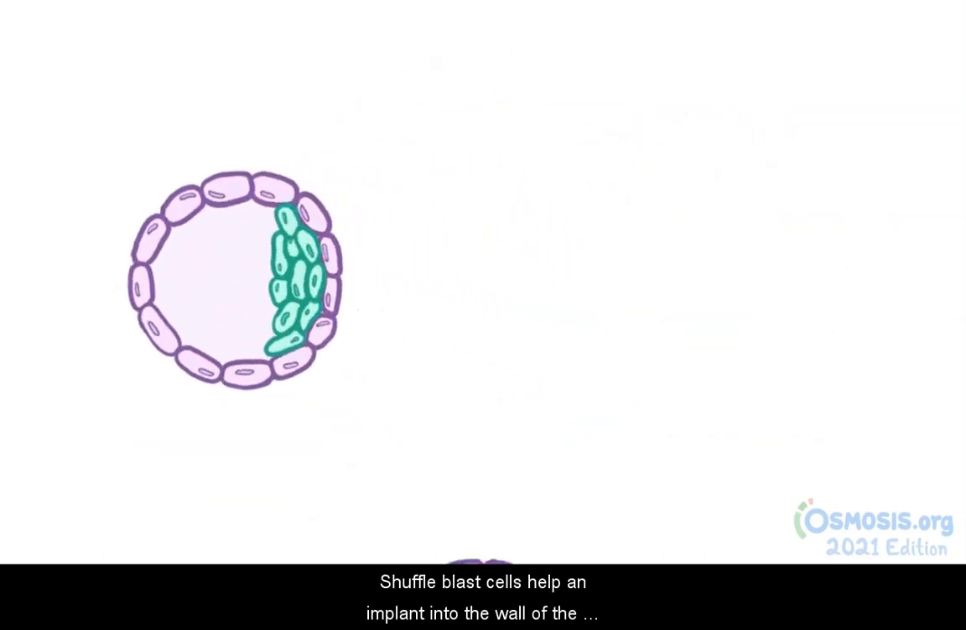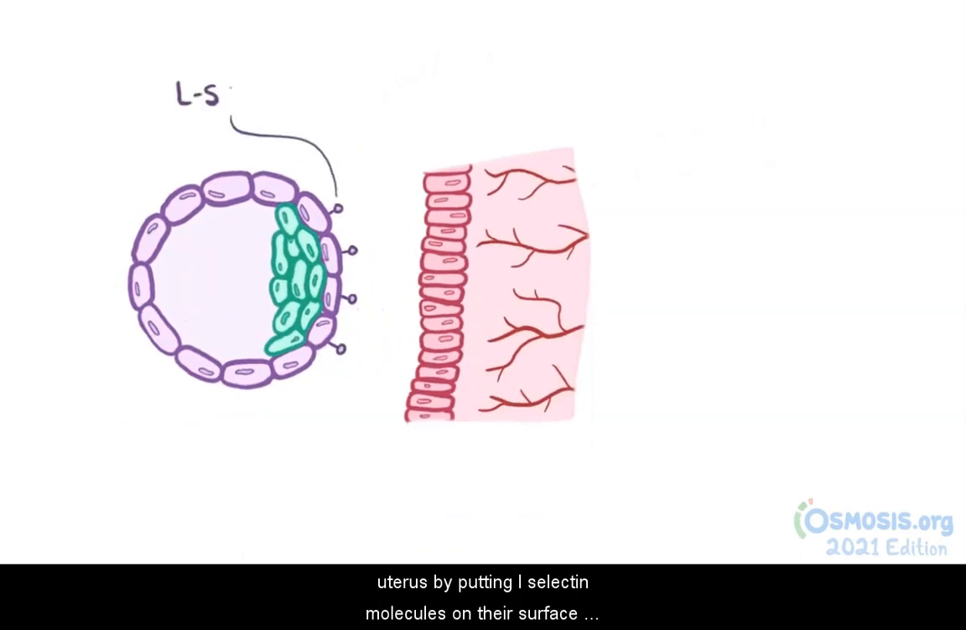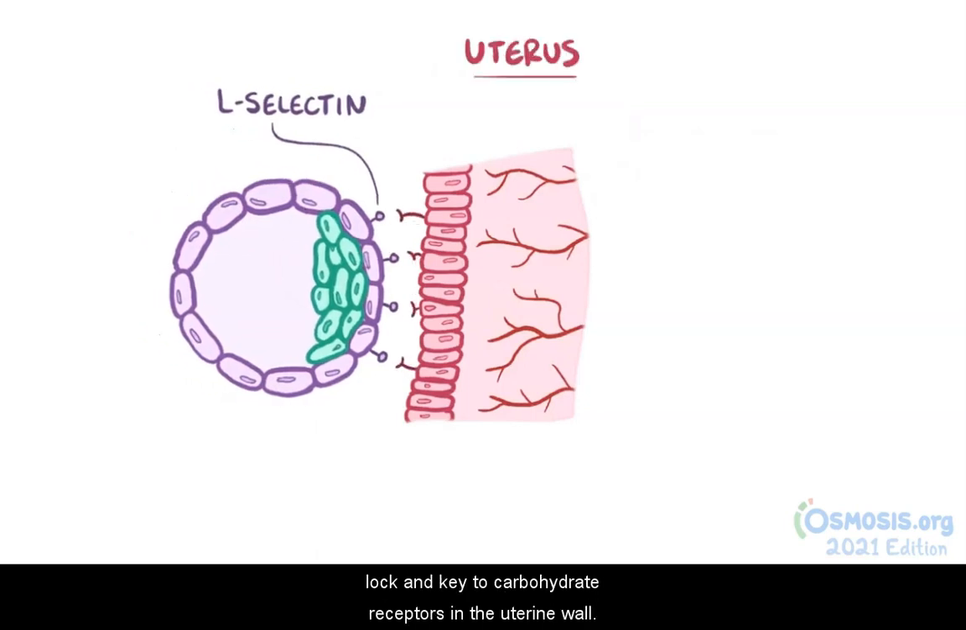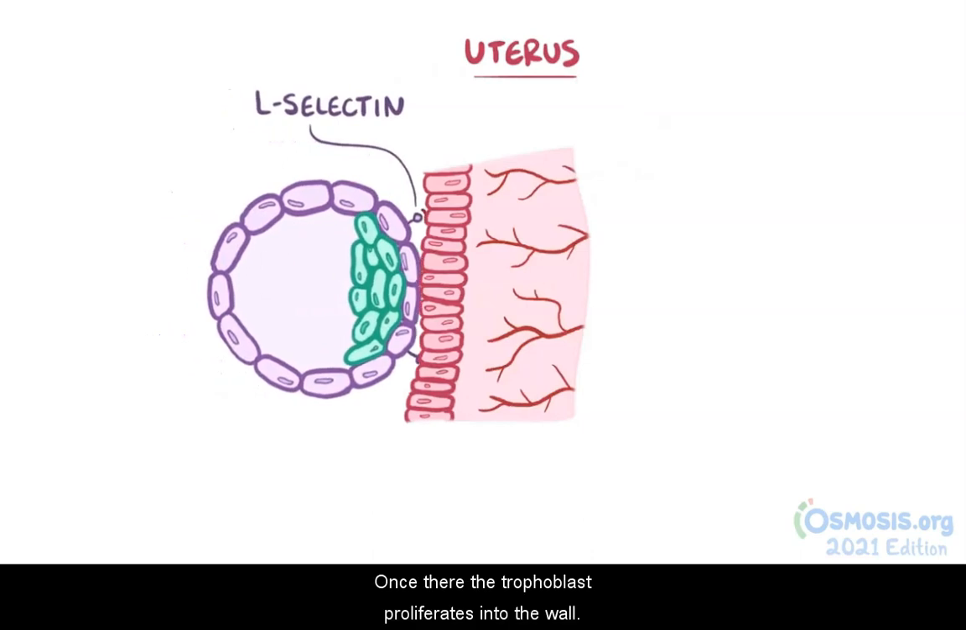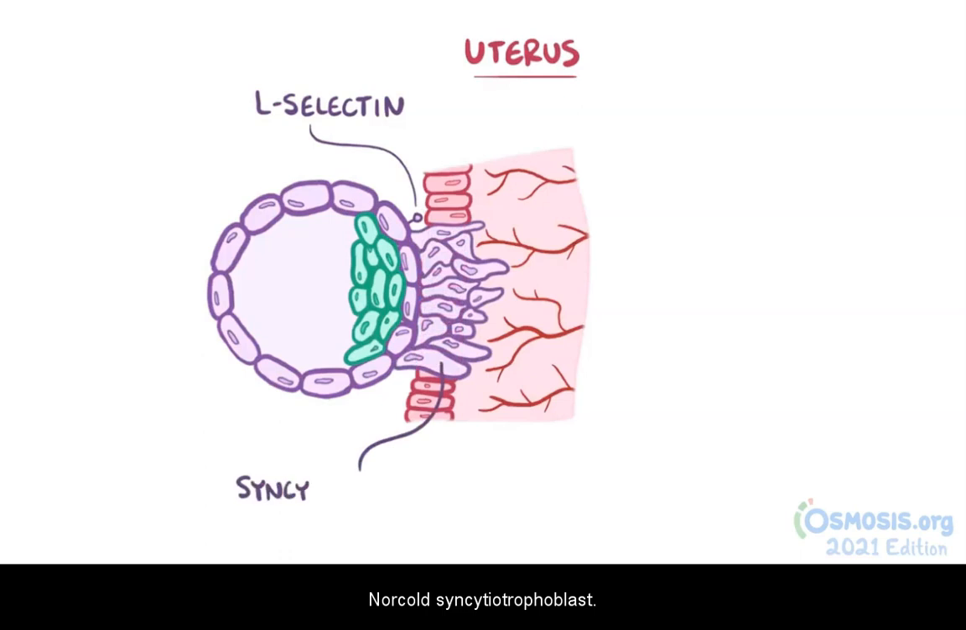Trophoblast cells help it implant into the wall of the uterus by putting L-selectin molecules on their surface, which are proteins bound to carbohydrates that bind like a lock and key to carbohydrate receptors on the uterine wall. Once there, the trophoblast proliferates into the wall, and are called syncytiotrophoblasts.